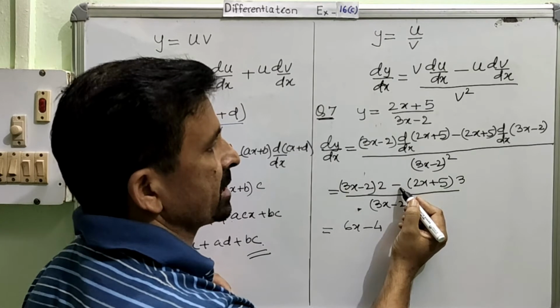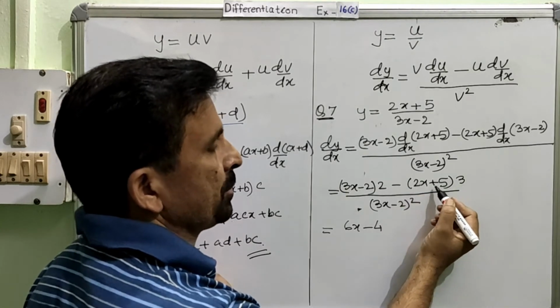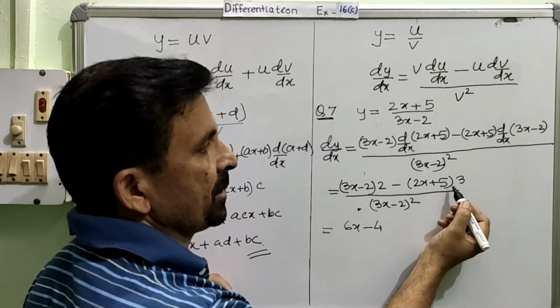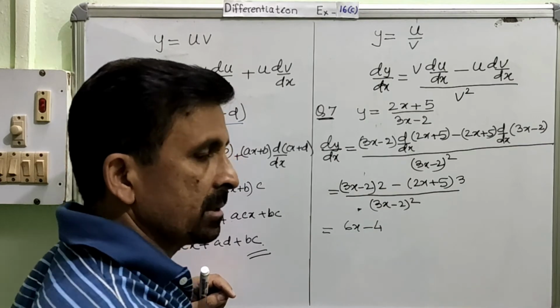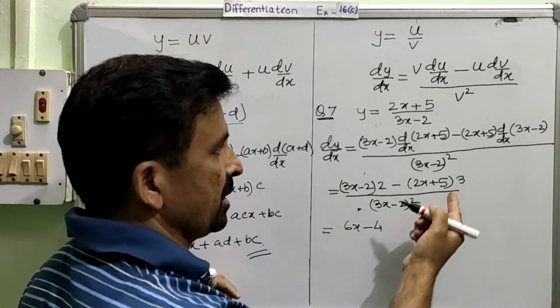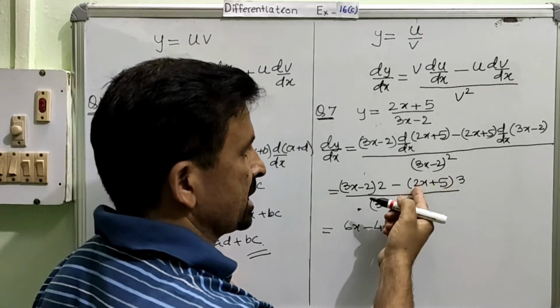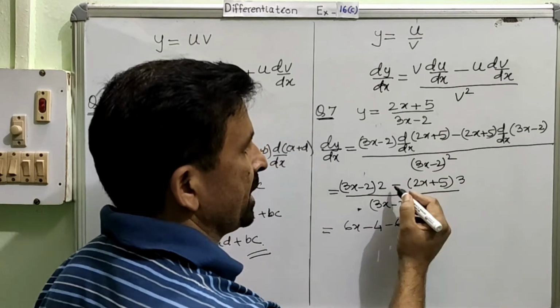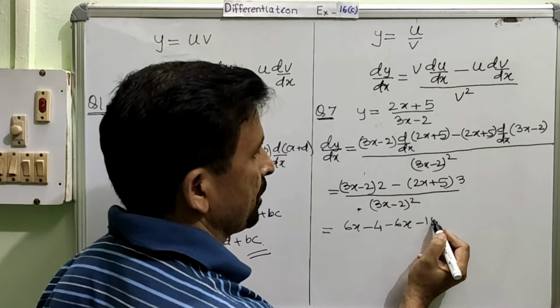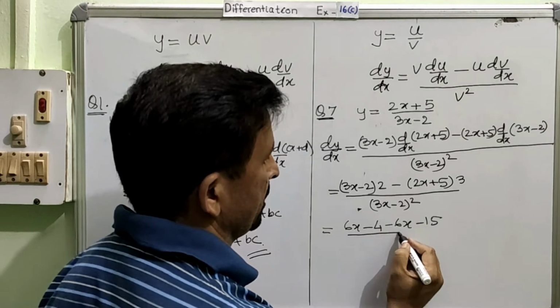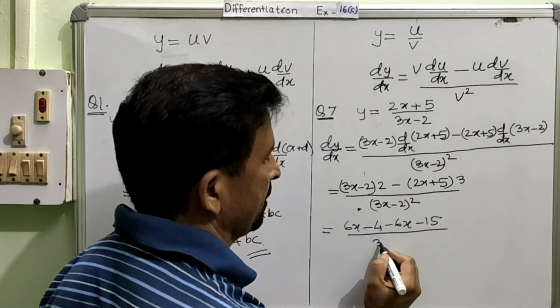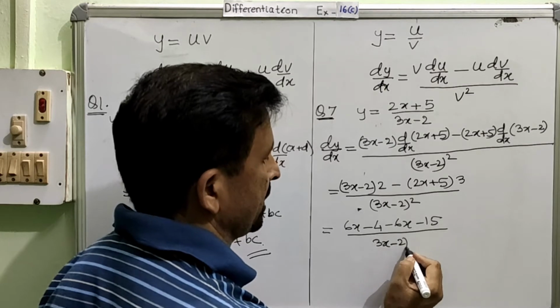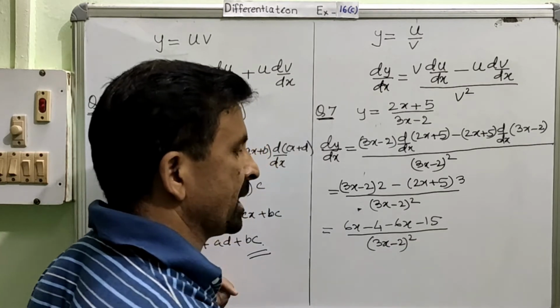And before there is a minus sign, that means the sign of each term of this product will become changed. So 3 2s are 6x, and then this is minus 6x. Then 3 5s are 15, and then this is minus 15. Right? Denominator we will write as it is for the time being. Only at the end we will see whether it is necessary to be operated or not.